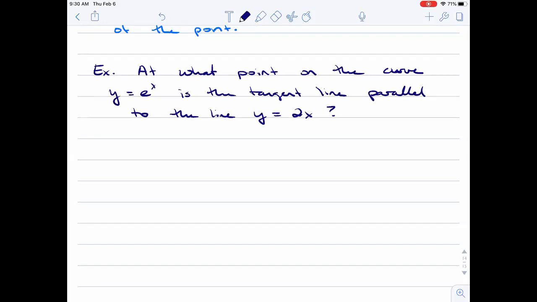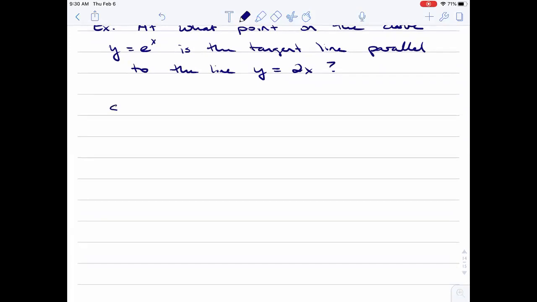Right. So we're going to use the fact that the derivative of e to the x is just itself, right? And so we know that the tangent line slope for e to the x is just e to the x. And so if we need it to be parallel to y equals 2x, well, that means we have to have a slope of 2. And so at some point on e to the x, we're going to get a slope of 2. So we just need to find where that is.